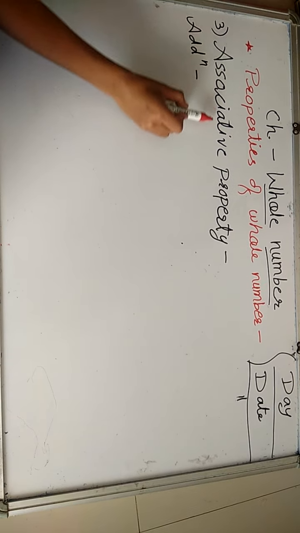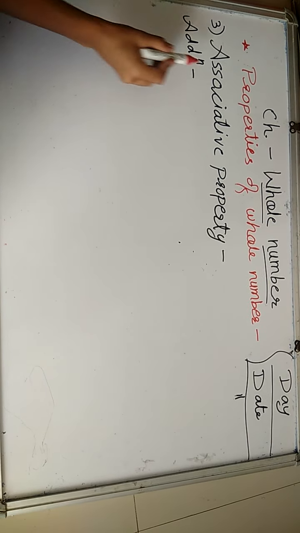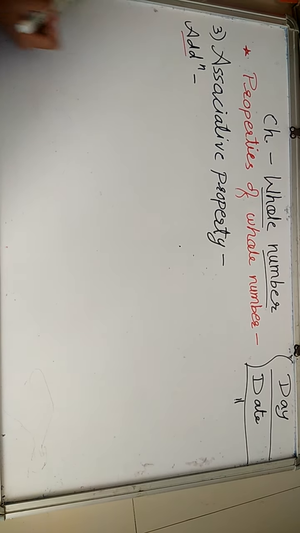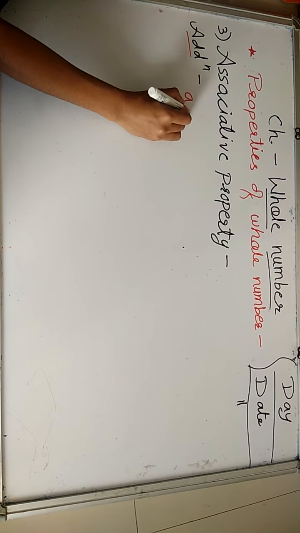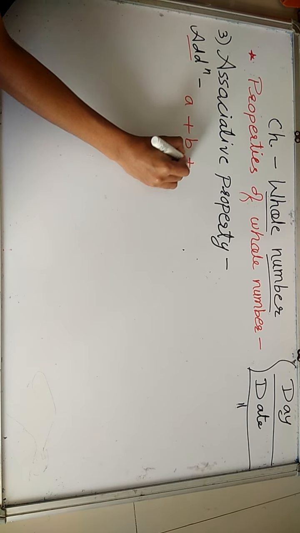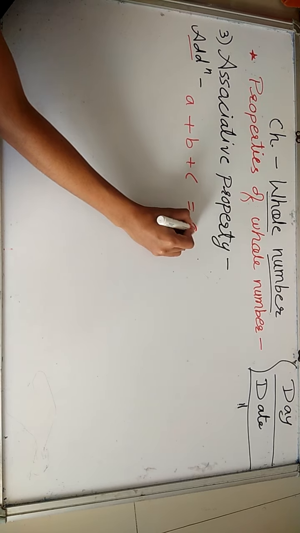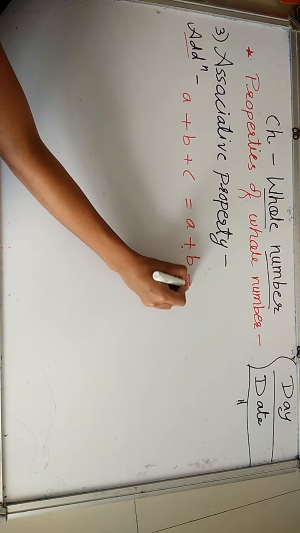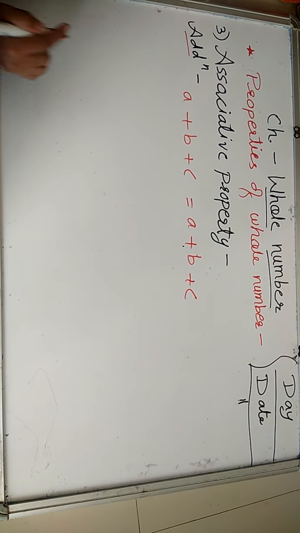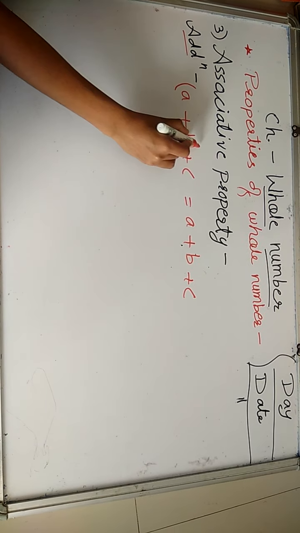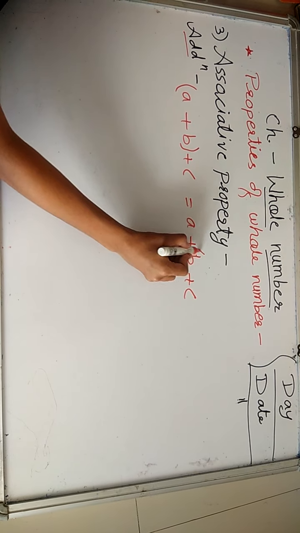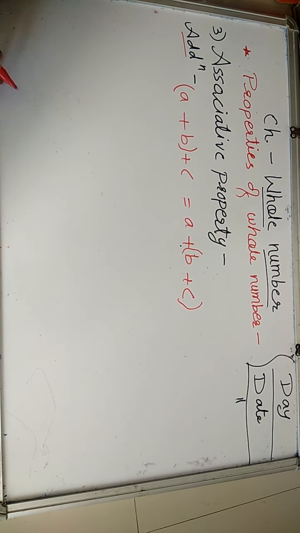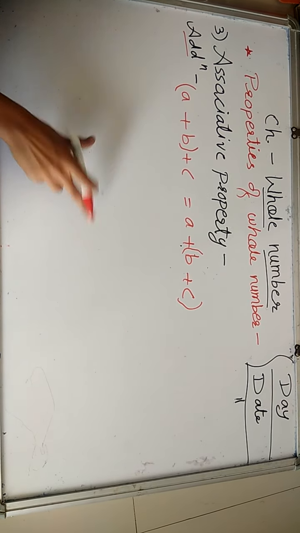The third property is associative property. Let's see this associative property for addition. The sum of three whole numbers remains the same. A plus B plus C is equal to A plus B plus C. Either you add the first two numbers and then add the third, or add the last two numbers and then add the first. Their answer will remain the same.